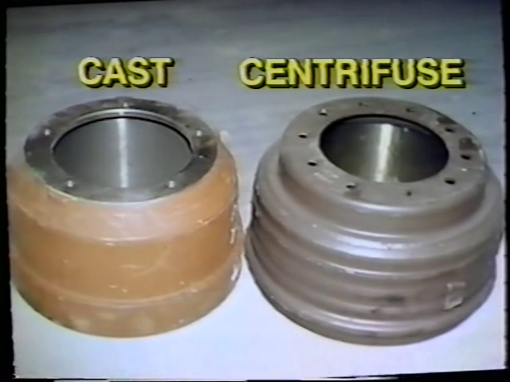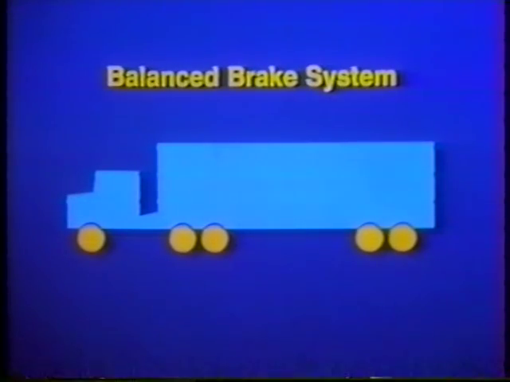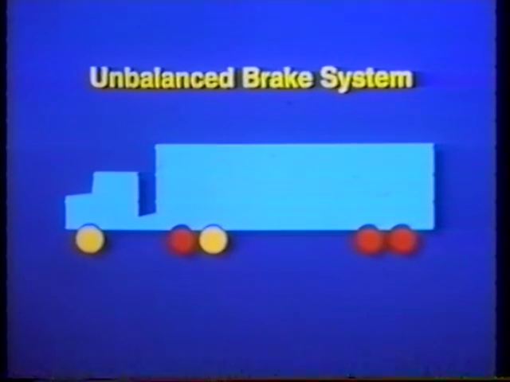Because cast and centrifuge drums dissipate heat differently, the two types should never be mixed on a tractor or trailer. However, one type can be used on the tractor and the other on the trailer. In a well-balanced system, the brakes on each wheel handle only their share of the workload and the heat. In an unbalanced system, the brakes on certain wheels are forced to work too hard. Heat in the affected blocks and drums builds faster than it can be dissipated. Braking effectiveness is reduced, and serious damage can occur to the blocks and drums.